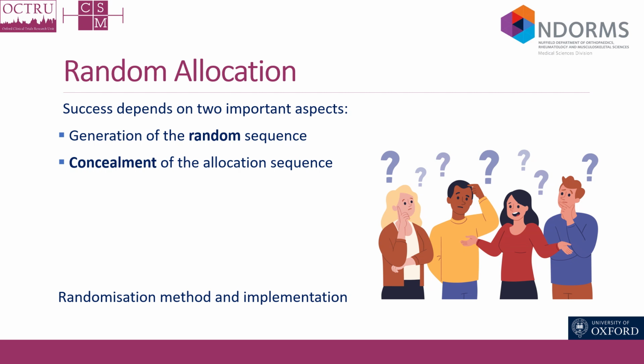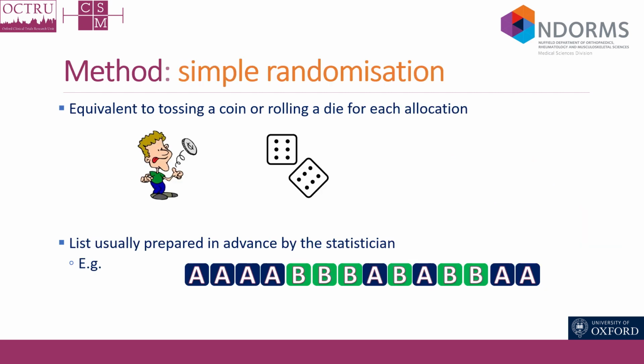So let's have a look at some randomization methods and how we can implement them. First, one of the most straightforward approaches is simple randomization. This can be thought of as an equivalent of tossing a coin or rolling a die for each allocation. In practice, a randomization list is usually prepared by the statistician in advance or by employing a secure software.